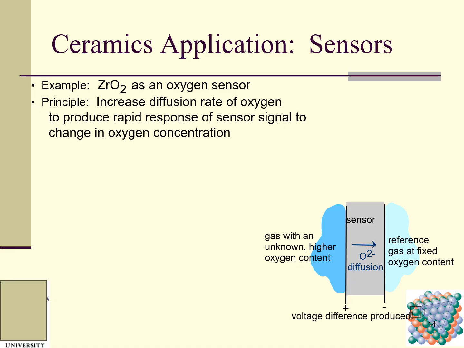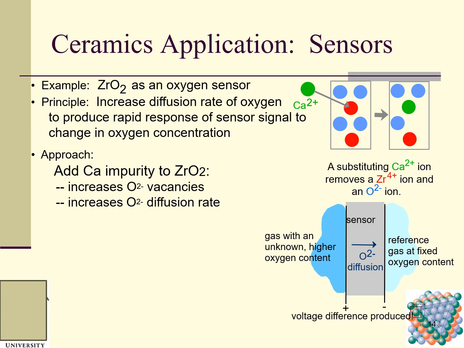concentration. So here, this is the gas with unknown higher oxygen content. This is the sensor. This is a reference gas at fixed oxygen content. This is the reference, so the voltage difference is produced. This is positive, this is negative, and you can see we add calcium impurity to zirconium dioxide, right? So it increases oxygen vacancies and increases the oxygen diffusion rate.